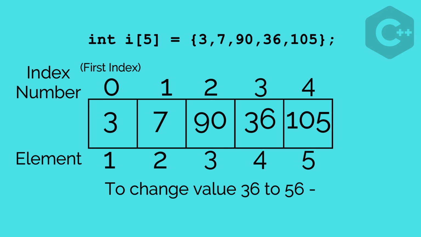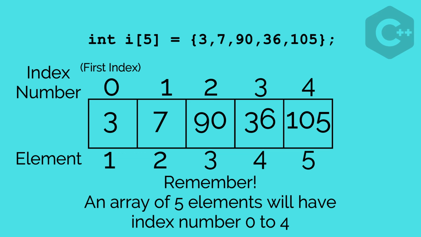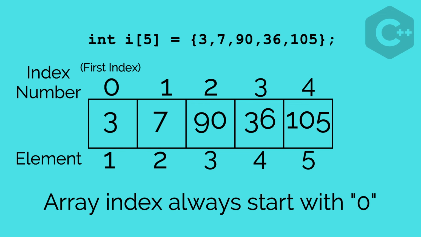Let's say I want to change the value 36 to 56. Then it is the fourth element, but the index number is 3. So I will say i in the square brackets 3, that is i of 3 is equal to 56. Remember, an array of 5 elements will have index number from 0 to 4. Also remember, array index always starts with 0. This should give you some basic idea about how to deal with arrays.